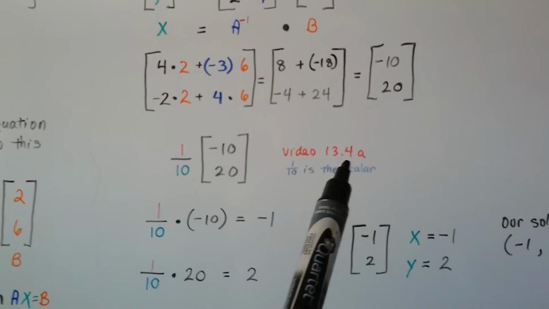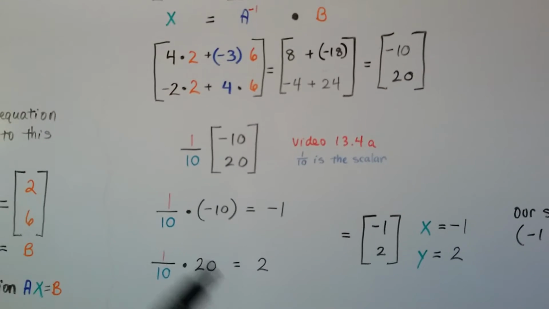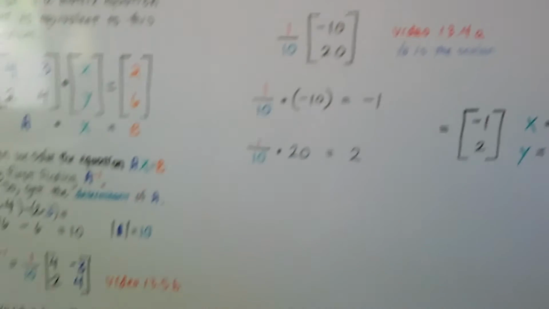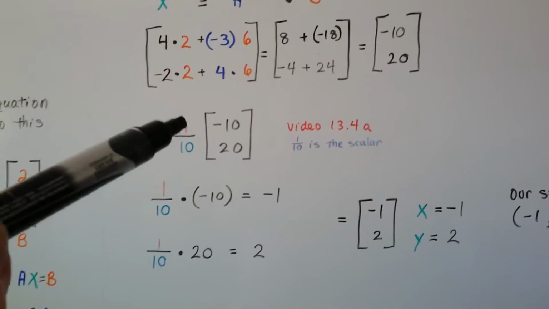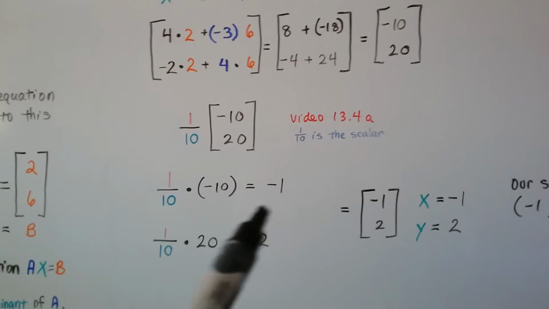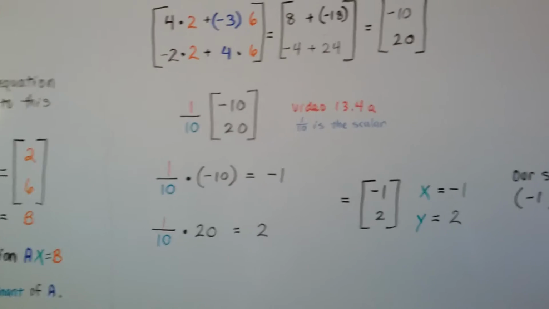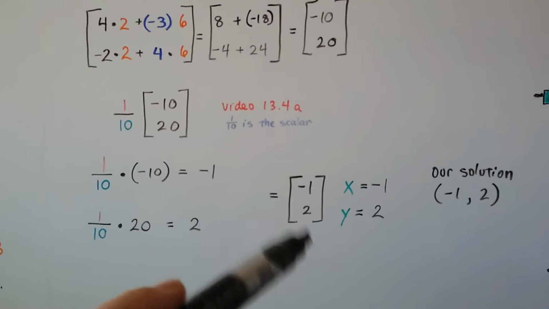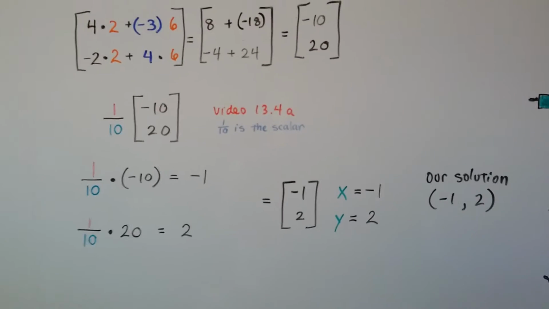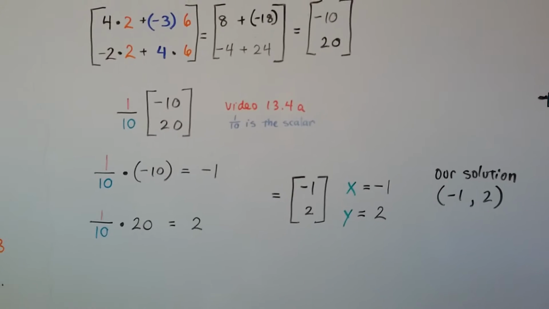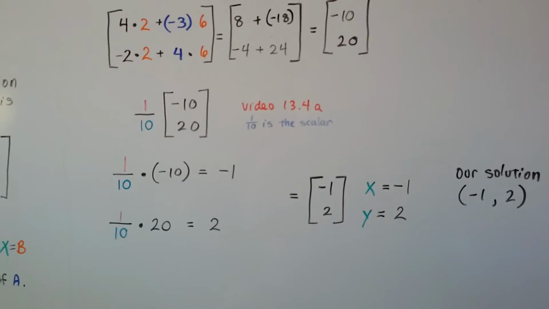We learn how to do that in 13.4a, all right? So in 13.5b, we talked about this, okay? So 1/10 times a -10, well, that's a -1. And 1/10 times 20, well, that's a 2. So that's our x and our y, a -1 and a 2. That's our solution. See? That wasn't too bad, was it?